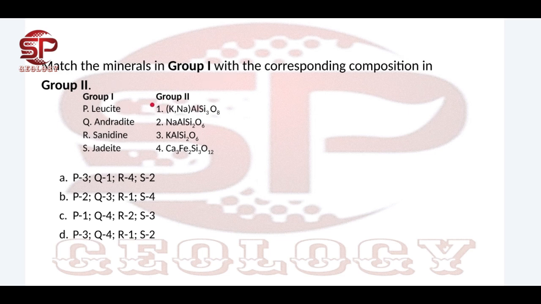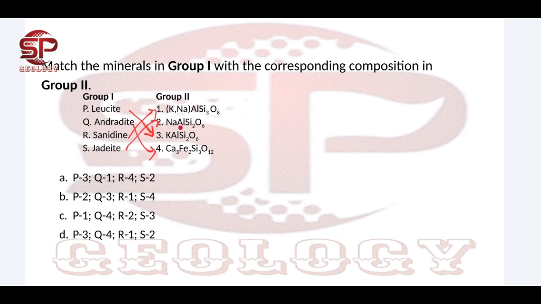So group 1, you have to match for the composition. The leucite has composition KAlSi2O6. Then andradite, it is a garnet, so it will have silicon oxygen ratio 1:4. So it will be Ca3Fe2Si3O12 garnet. Sanidine, it is an orthoclase, KAlSi3O8. Then jadeite, it is an alkali pyroxene.